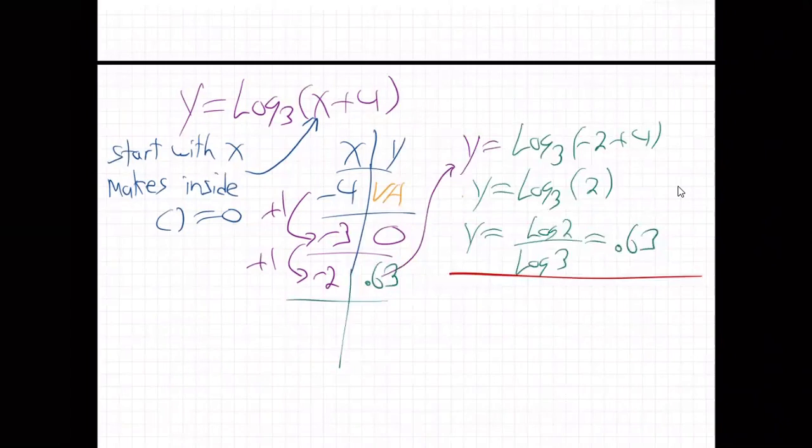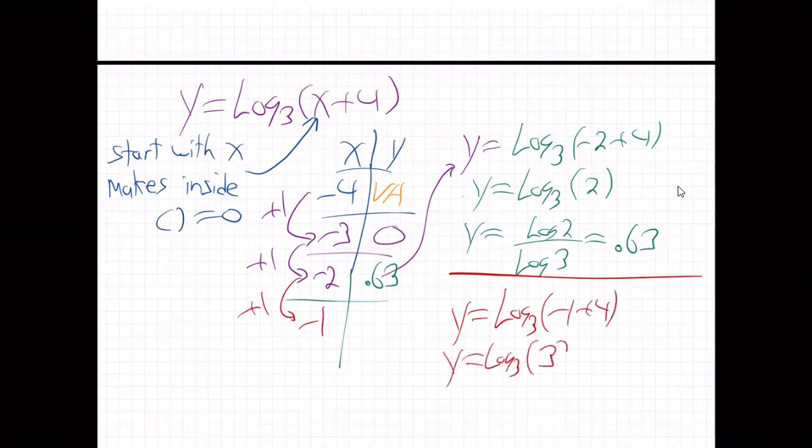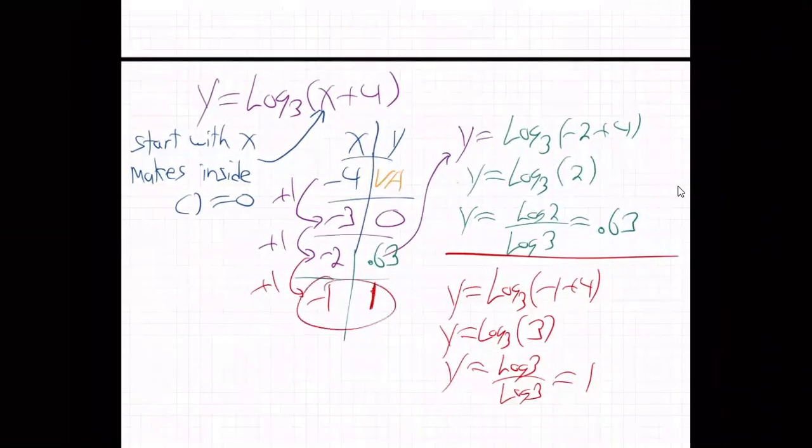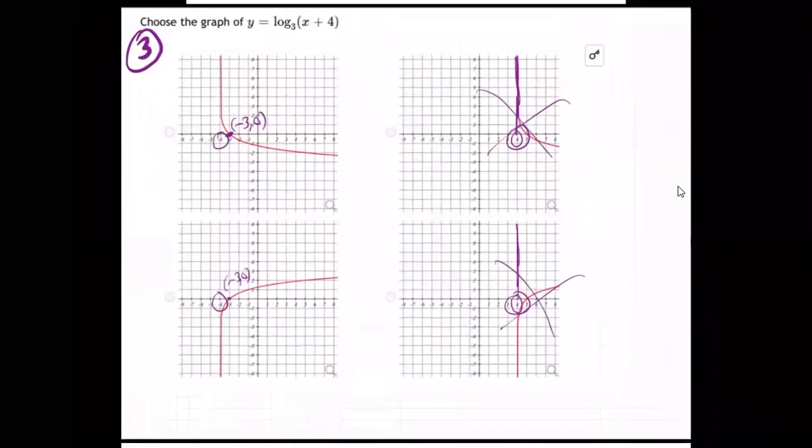So now let's just keep adding 1 again. -1. Put in -1 plus 4. 3. That's going to be the base goes to the bottom. Log 3 over log 3, that's pretty easy. That's just 1, isn't it? So there we go. There's a good value. So -3, 0 and -1, 1.